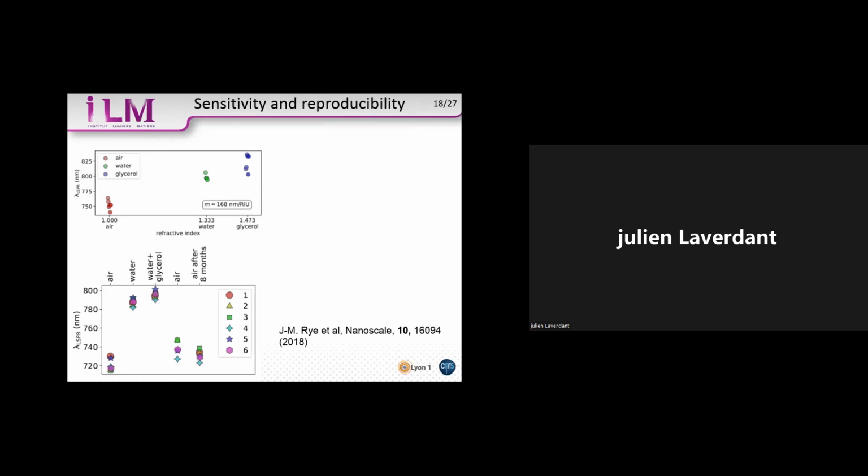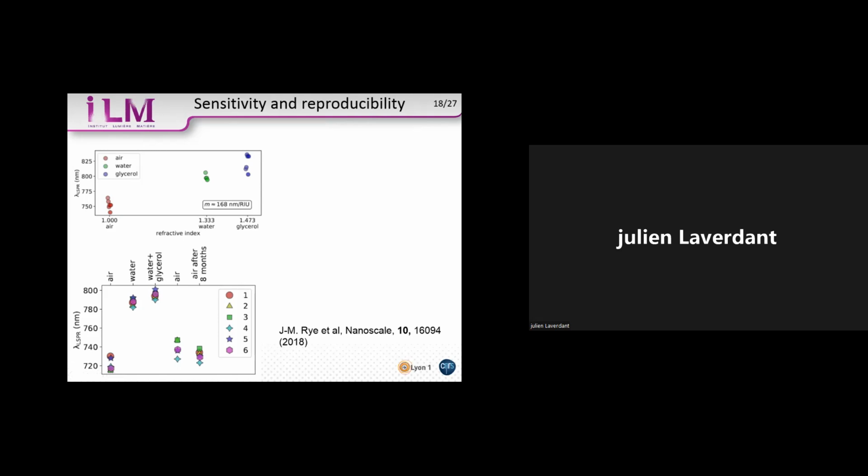The other thing you can ask is about the aging, because if you want to make a sensor, you want to use it many times during the month. So here we did the same, we took exactly the same sample after 8 months in air. And you see that the resonance is not shifting too much.